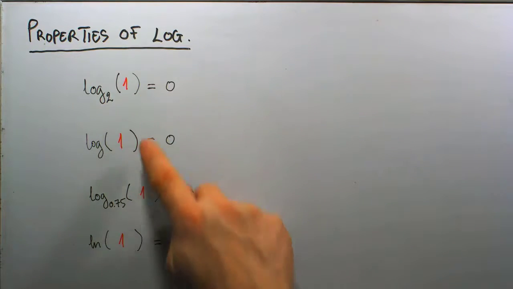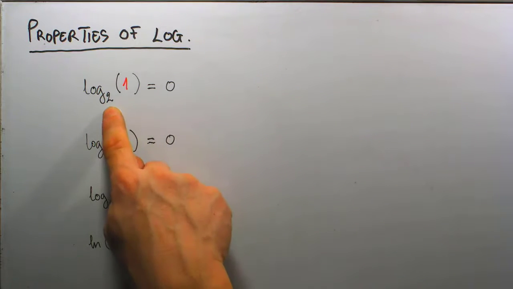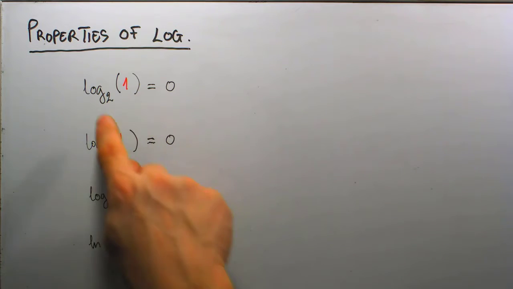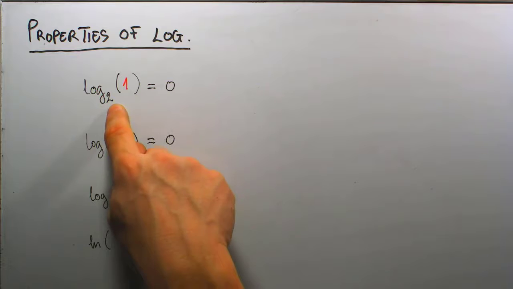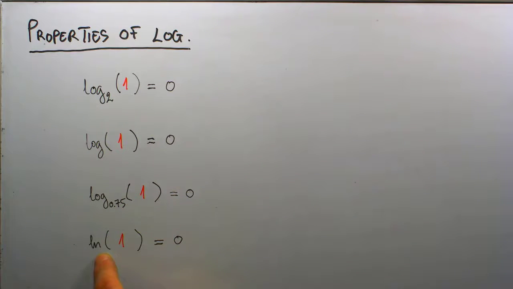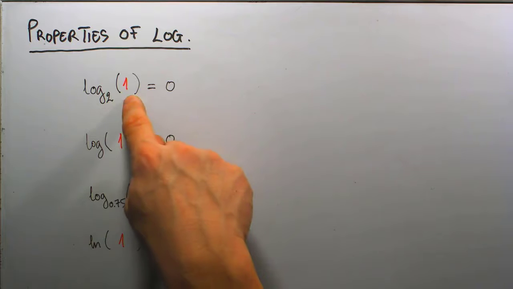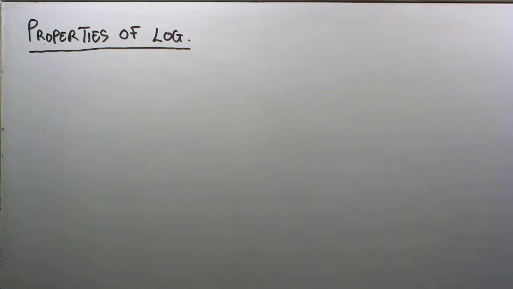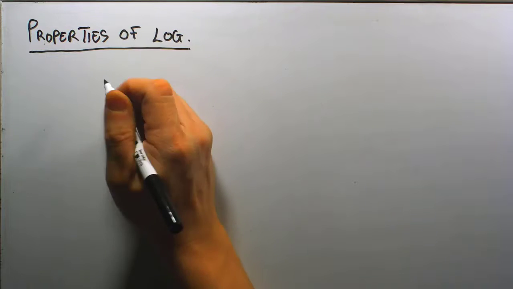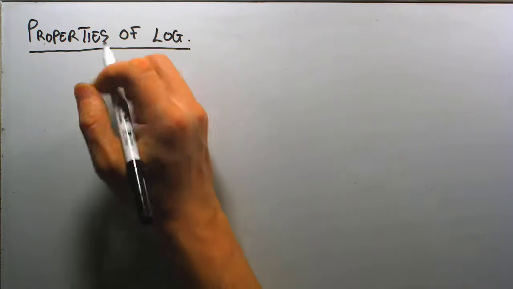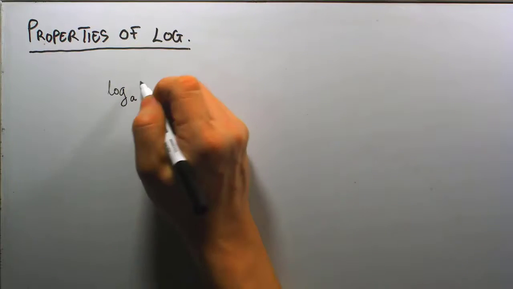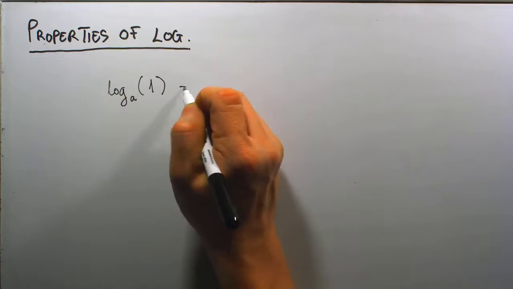The point of this property I'm about to show now is that when we have the logarithm of whatever base, but of 1, log base 2, log base 10, log base 0.75, log base e, any logarithm of 1 will turn out equal to 0. So we formulate the following property to remember, and it should be simple enough to remember. Log base a generally of 1 equals 0.